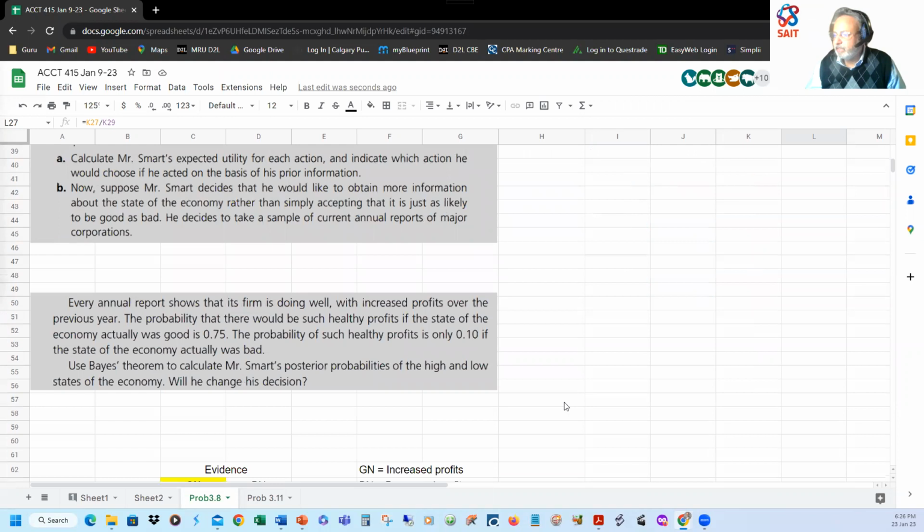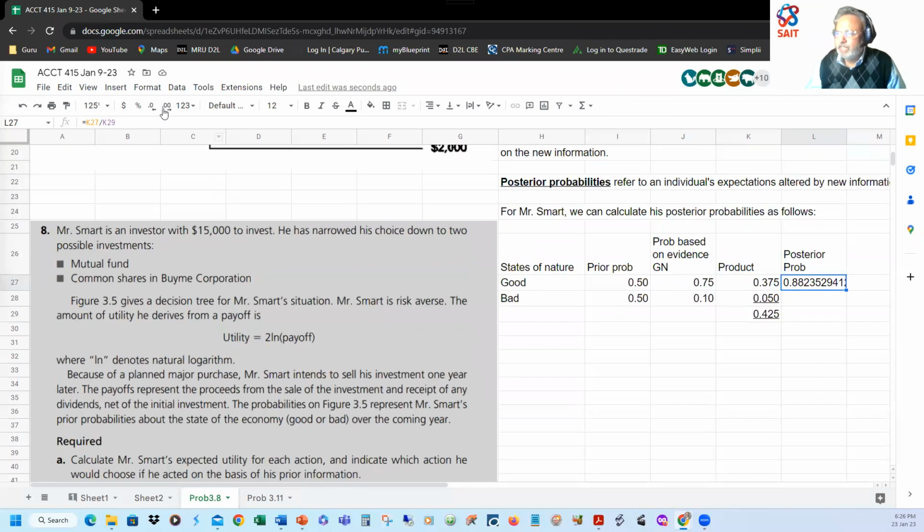In the question, I think they said round your calculation to 2 decimal places. Even if we don't round it, let's just reduce the visibility to something more manageable. Let's say the posterior probability for the economy being in a good state is 0.8824. Of course, the total of probabilities will always be 100%, so the expectation that the economy will be in a bad state will just be whatever it takes to make the total 100%. For Mr. Smart, then, his posterior probability will be 0.8824 that the state of nature will be good because he's obtained evidence of good news, higher profits, and only 11.76% that the economy is actually doing poorly or going to do poorly.